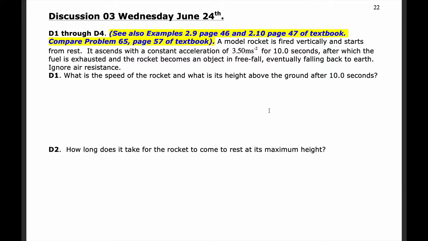So D1, a model rocket is fired vertically and starts from rest. It ascends with a constant acceleration of 3.5 meters per second squared for 10.0 seconds, after which the fuel is exhausted and the rocket becomes an object in freefall, eventually falling back to Earth. Ignore air resistance. What is the speed of the rocket and what is its height above the ground after 10 seconds?